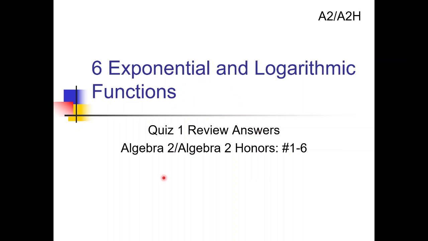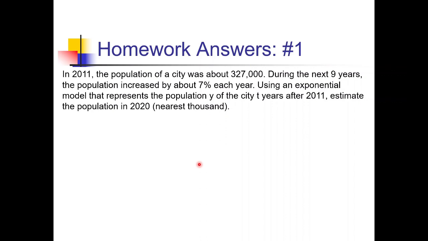Part 1. For this problem, they're telling us that in 2011 the population of some city is 327,000, and during the next 9 years it's increasing by about 7% a year. They want us to use an exponential model to figure out the population in 2020. This model is going to be representing the population t years after 2011, so that's the type of model they want us to set up.